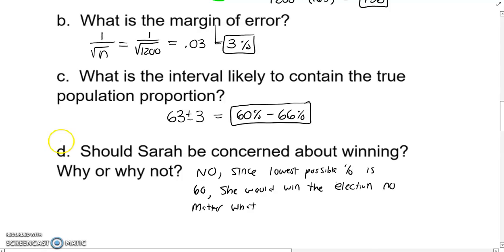Part D is interesting because it says, should Sarah be concerned about winning? Why or why not? She shouldn't be. Because in order to win the popular vote, you need to have more than 50% who have voted for you. In this situation, because the survey was 63% and the margin of error gives us a lowest value of 60, she's pretty much guaranteed to win based on the calculations we made.